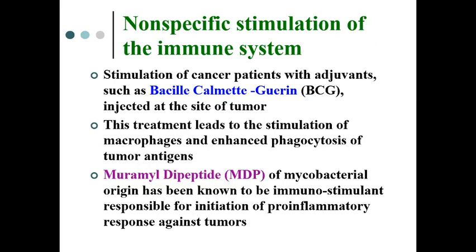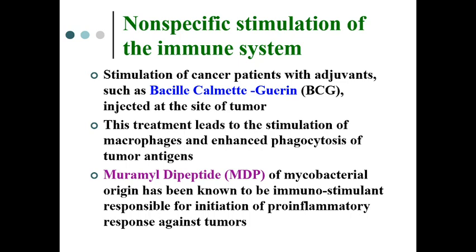So first, talking about non-specific stimulation of the immune system. It is a very ancient method and works very well as far as solid tumors are concerned. Here, the stimulation of cancer patients is done with an adjuvant, that is BCG vaccine. The BCG vaccine is a potent vaccine. It has got strong antigenic determinants and it induces strong inflammatory response at the site where it is injected. So the BCG is injected at the site of the solid tumor.